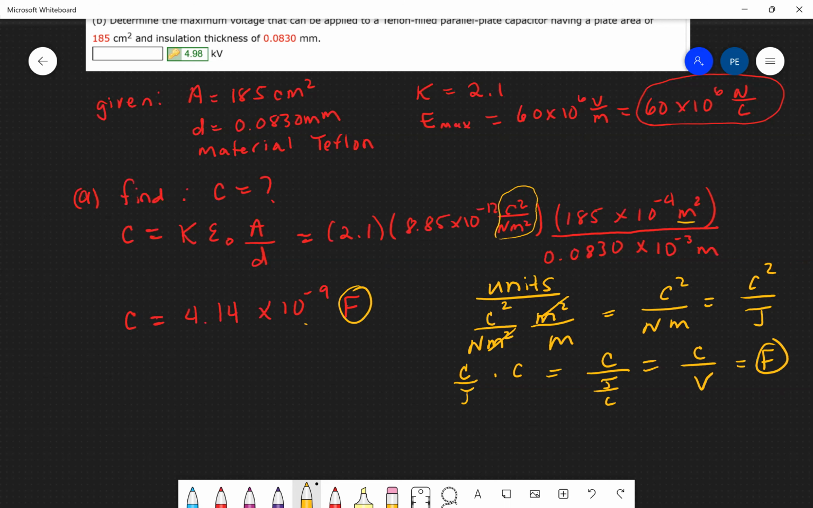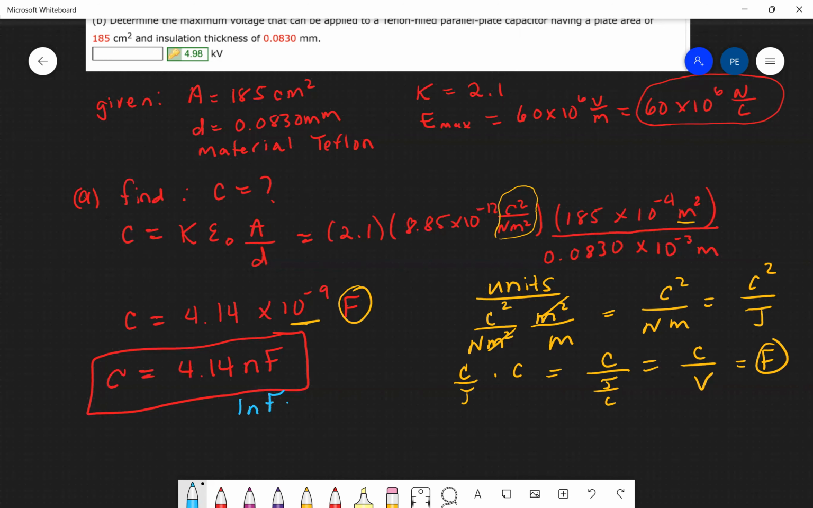Now we see that this is on the order of 10 to the negative 9. So we're going to say that the capacitance is equal to 4.14 times 10 to the negative 9, which is nanofarads. So that is our capacitance. Once again, 1 nanofarad is equal to 10 to the negative 9 farads. So that's how we got this.